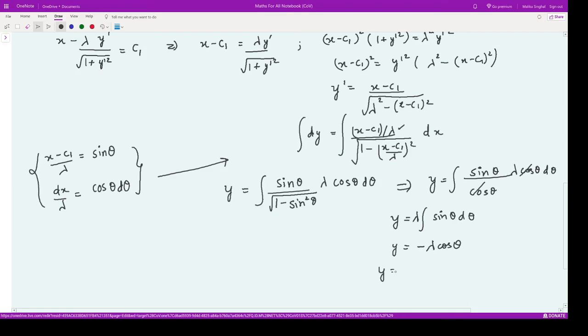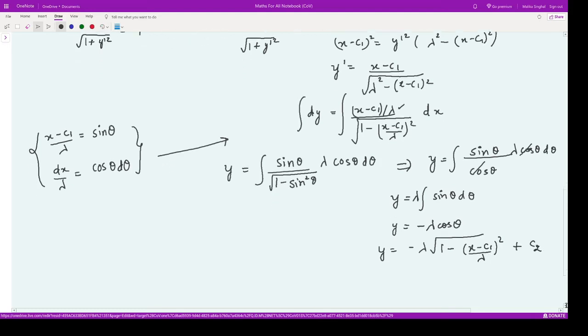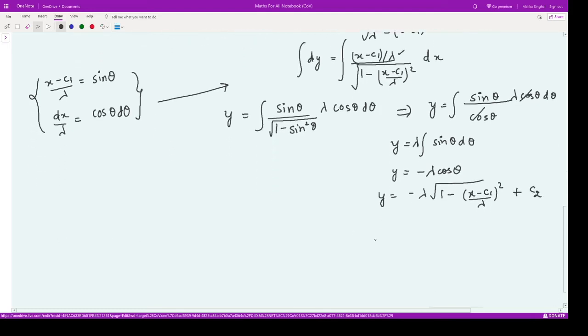and we have to again resubstitute these values, so we can write it as minus lambda square root of 1 minus x minus c1 upon lambda whole square plus constant of integration, that is c2. So let us rewrite this equation further. So we have y minus c2 is equivalent to minus lambda square root of 1 minus x minus c1 upon lambda whole square. So let us square both sides.